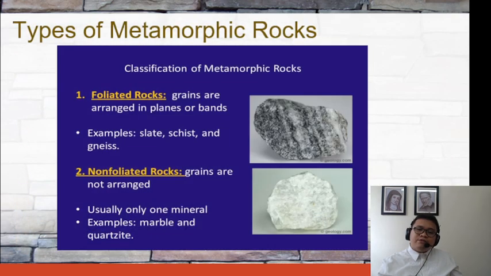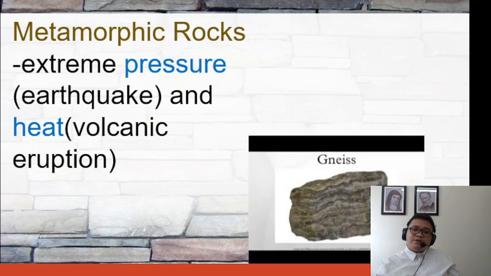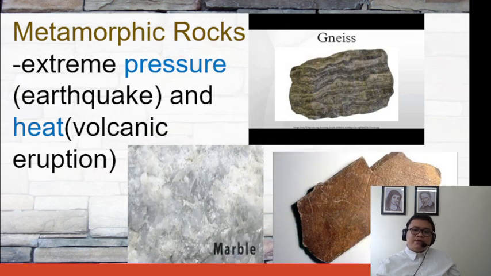We also have different types of metamorphic rocks. When you say foliated, these are grains that are arranged in planes or bands, like for example slates, schists, and gneiss. And for non-foliated rocks, these are grains that are not arranged and usually contain only one mineral, like for example marble and quartzite. Metamorphic rocks usually are formed due to extreme pressure, like from an earthquake, and heat from a volcanic eruption, like for example gneiss, right? And marble and slate.